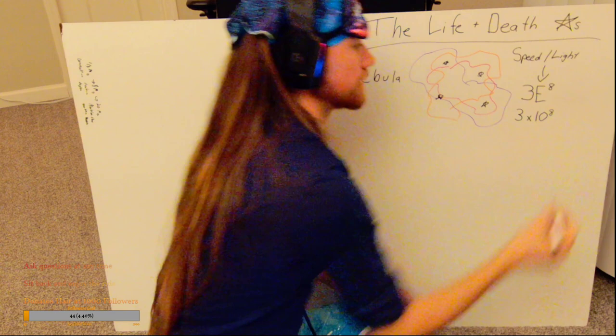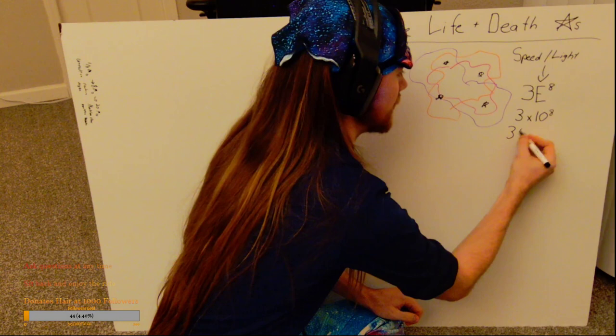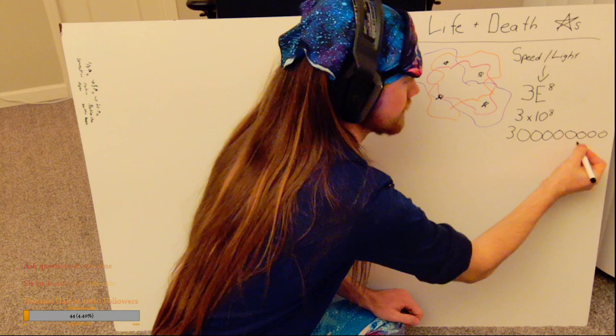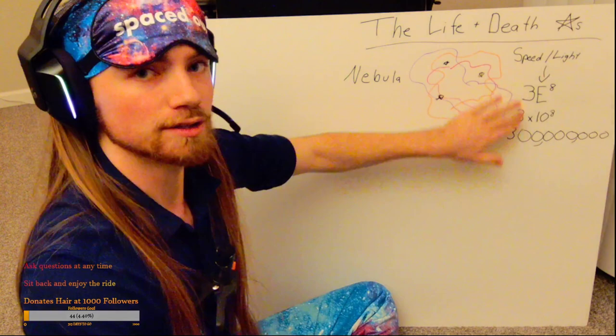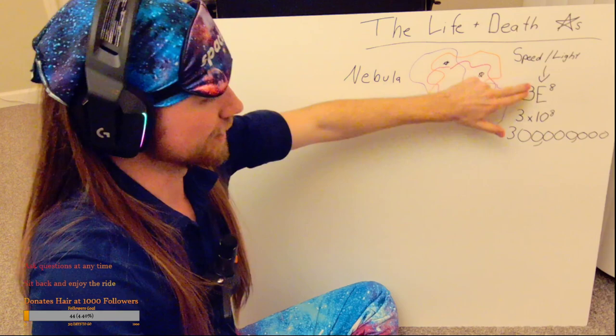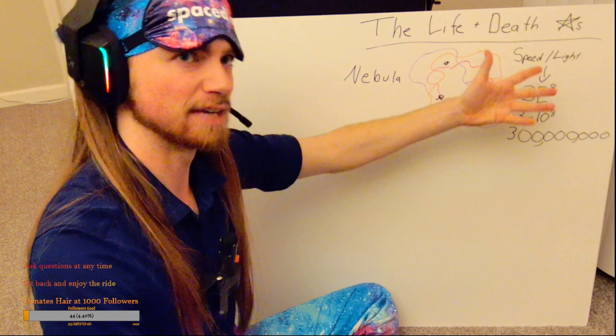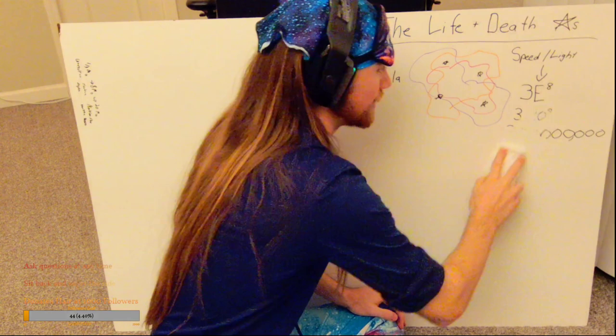3 × 10⁸, which is the exact same as 3, 1, 2, 3, 4, 5, 6, 7, 8 zeros behind it. These all are showing the same thing. This gets summed down into an easier way of writing it here, and then an even easier way with the E. That big old E just stands for that times 10. I prefer it. If you prefer the times 10, either way. But that's just in the way for now.